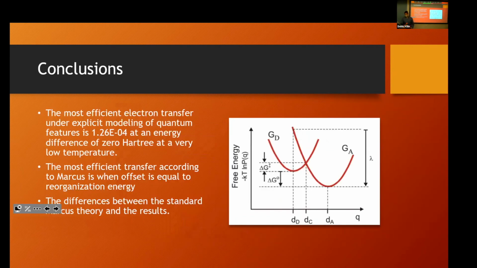The conclusions: we can see that the highest rate of electron transfer is 1.26 e to the minus 4 at an energy differential of 0 at a very low temperature. And where it should be is where DC and DD are intersecting. And this was actually where I found my highest electron transfer, where DD and DA were 0.